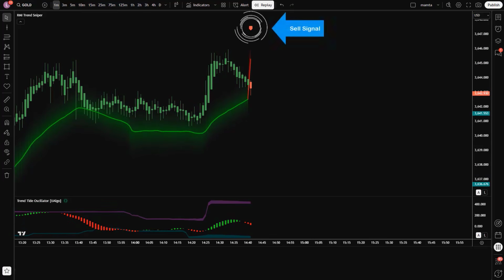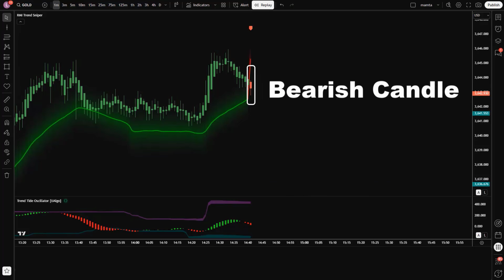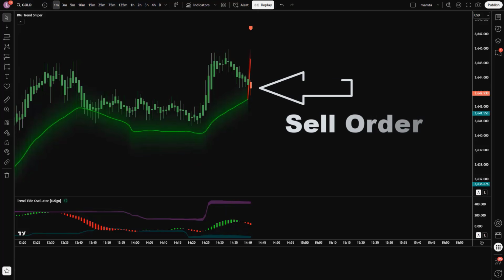When the RMI Trend Sniper Indicator gives us a sell signal, the Trend Tide Oscillator Indicator should show red color columns, and the market forms a bearish candle. If this condition is fulfilled, then we will place a sell order.